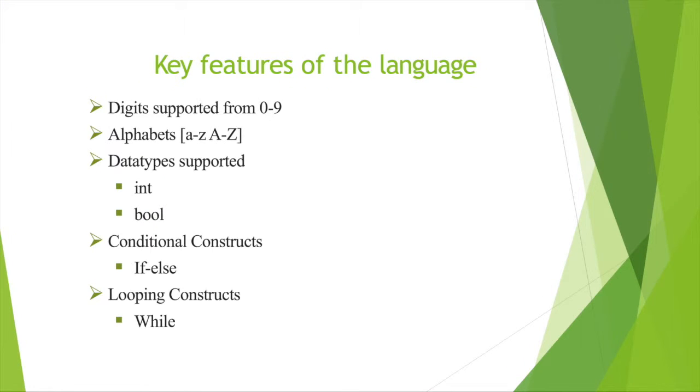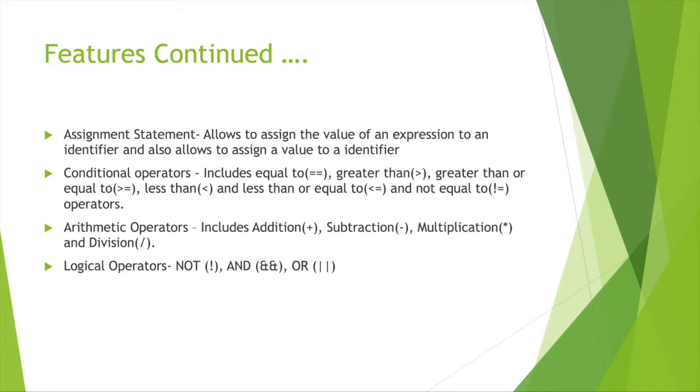The key features of our language are that it supports numbers which can have digits from 0 to 9. We can have identifiers which can have small letter characters and capital letter characters. We support int and boolean data types. In conditional constructs, we support if else statements, and we also have while loops. Some other features we have included are assignment statements and declaration statements.